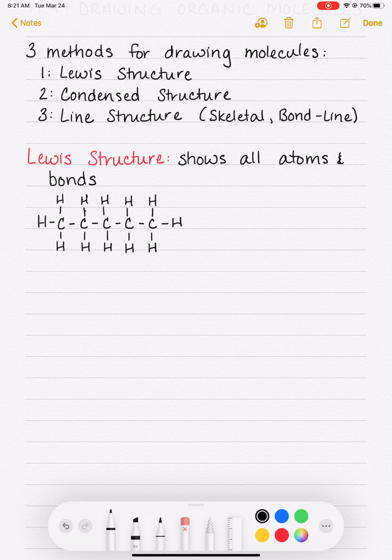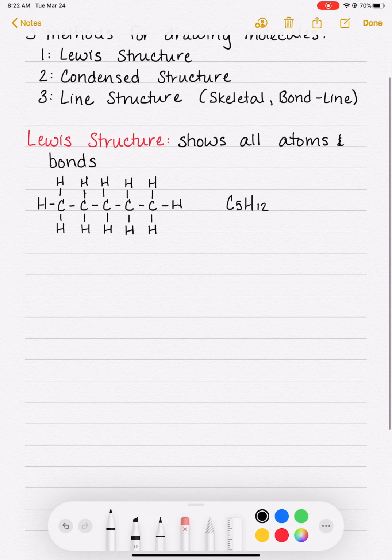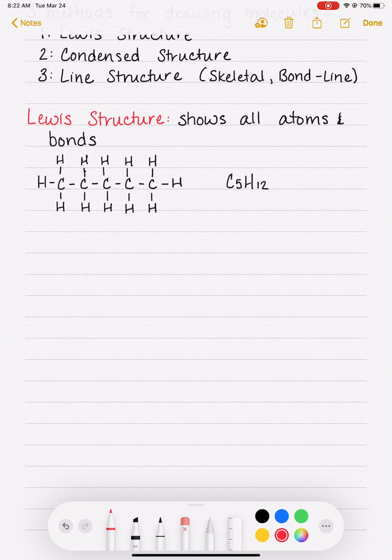We can see all 5 of the carbon atoms, C5, and we can see all 12, 1, 2, 3, 4, 5, 6, 7, 8, 9, 10, 11, 12, all 12 of the hydrogen atoms. All the atoms and all of the bonds are shown. That's a really cumbersome way to draw molecules. Even something as small as C5H12, that Lewis structure takes up a lot of space. And since most of the molecules that we're going to be looking at in this class are pretty big, we need to find a better way to draw molecules than that big, bulky Lewis structure.